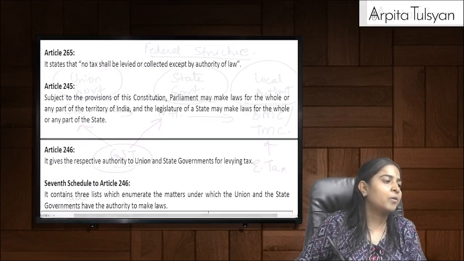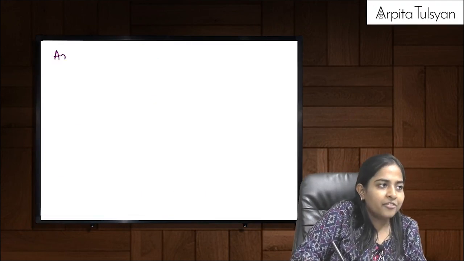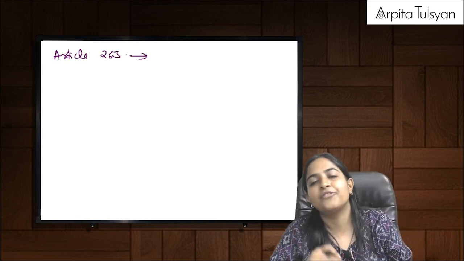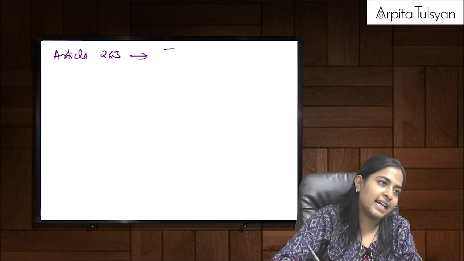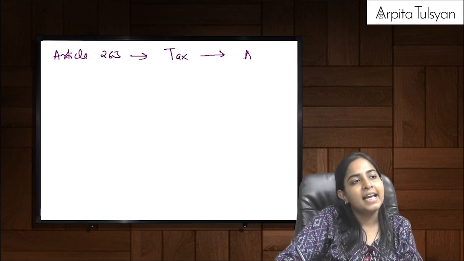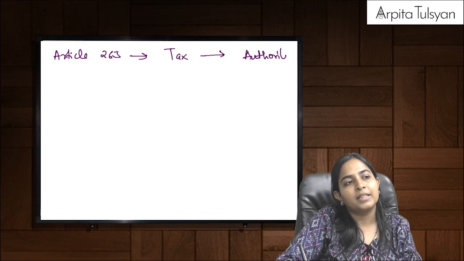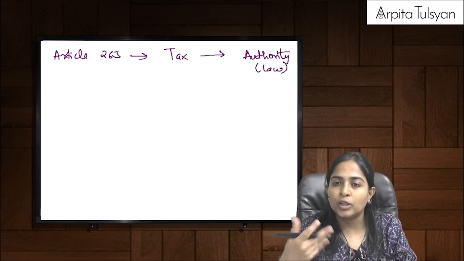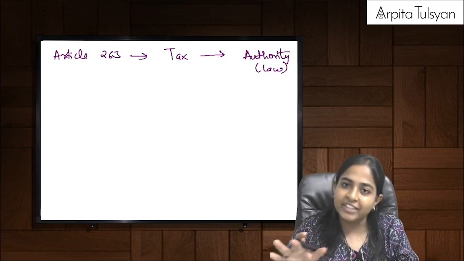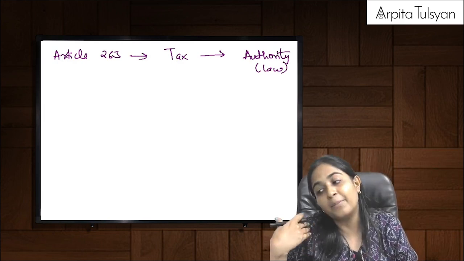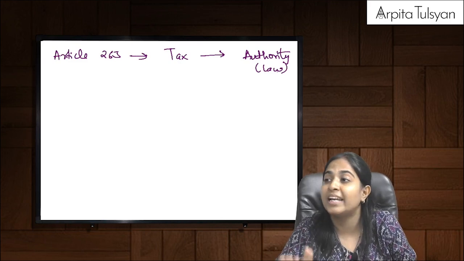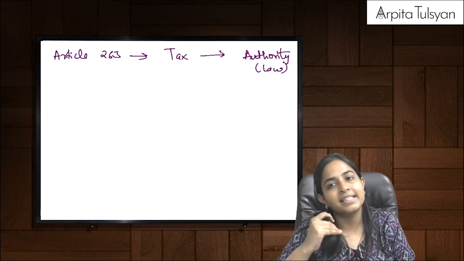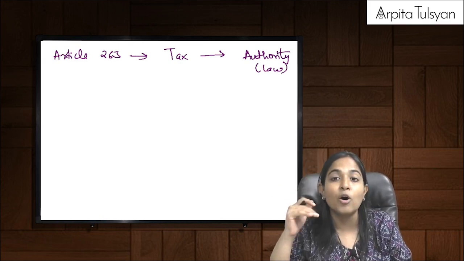Now, I'll just explain it to everyone here. First, let's discuss Article 265. Article 265 is very simple. It says that if you want to levy any tax, there should be an authority for it, meaning there should be a law for it. That we have already discussed. No authority, no tax. If any particular act has authorized you, then you can levy Arpita tax at the rate of 10%. Then only I can levy that tax. Otherwise, it is totally ultra vires, beyond the powers of the law.